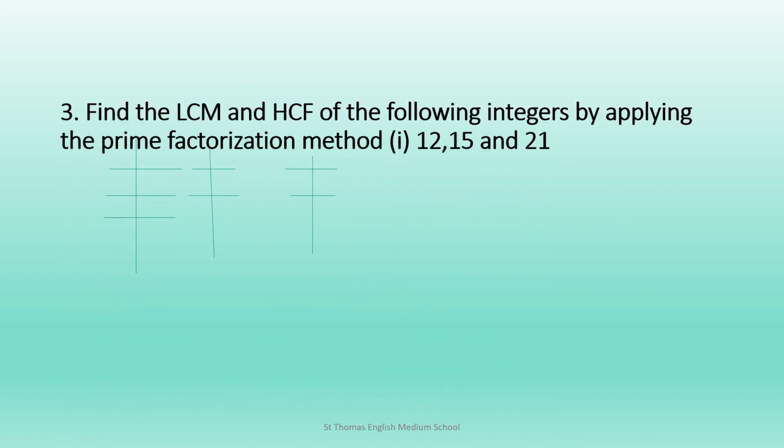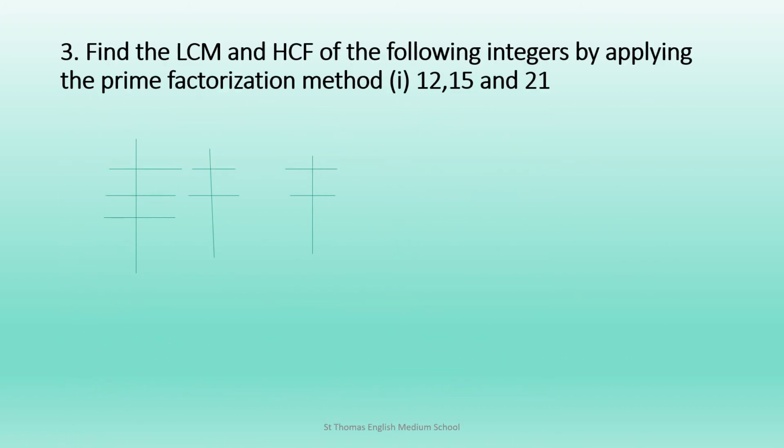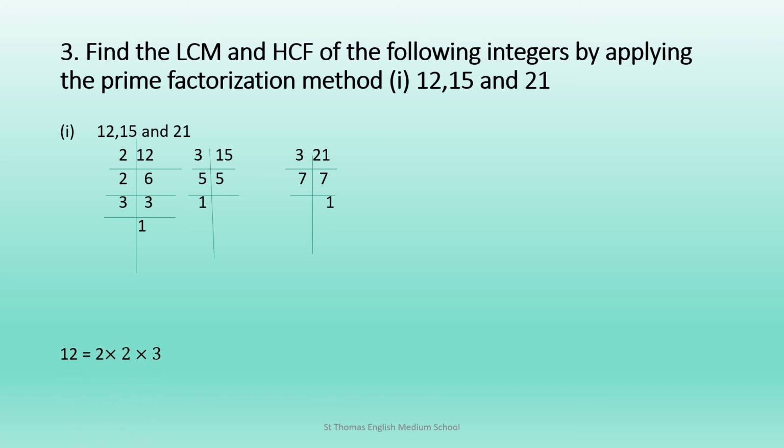Question number 3. Find the LCM and HCF of the following integers by applying the prime factorization method. In that, question number 1: 12, 15 and 21. So you have to find the prime factors of these three numbers. You can use the division method or factor tree method to find the prime factors. Now the prime factorization of 12, 15 and 21 is already done here.